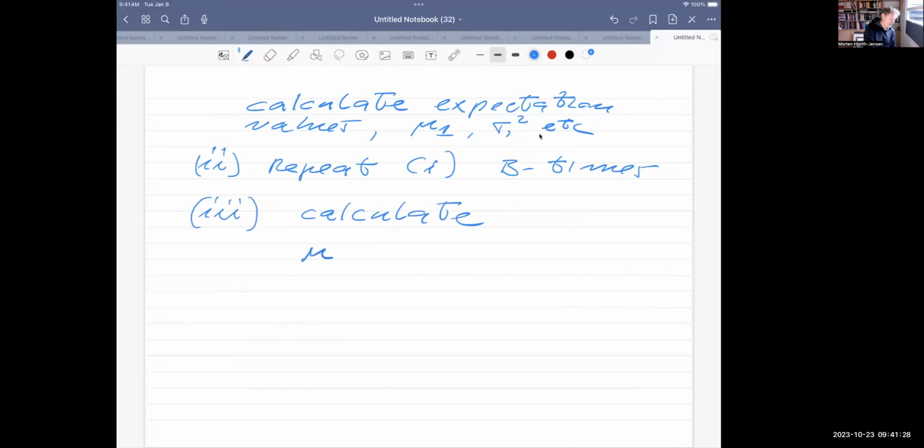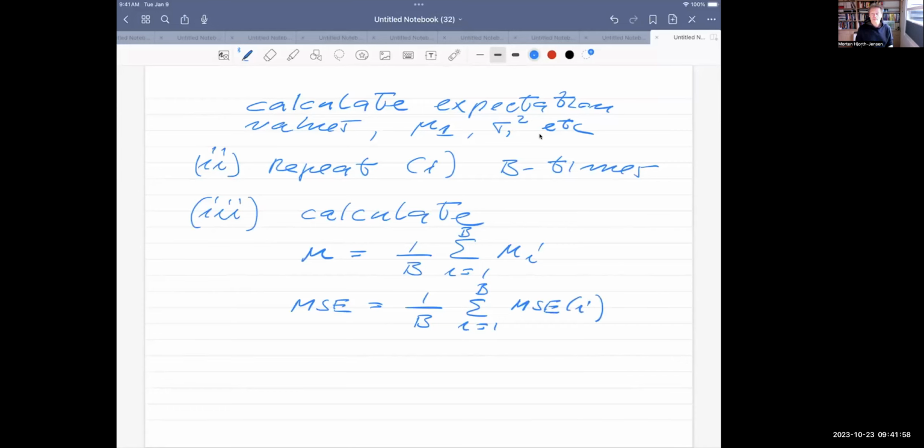Let's say mu, which is going to be given by 1 over B, and then we would have a sum from i equal 1 up to B, and then we are simply calculating all these averages which we made here. And we could calculate a mean squared error, which will then be given by the sum of all these bootstrap calculations which we have run, of beta, and then we have the mean squared error for each one of these cases here. So this is the simplest way we can think of the bootstrap method.